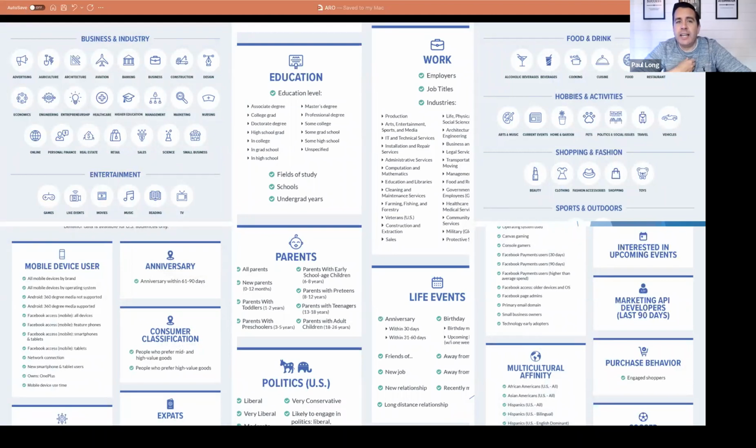It knows the business and industry you're in, so that's some of the data points, the entertainment, what you like, mobile devices you're on. Facebook knows what mobile device you're using, when your anniversary is, what education level you're at, if you're a parent, how old your children are. It knows where you work, your job position. It knows what you like with regards to food, shopping. It knows events that are coming up that you like. It knows your purchase behavior. So Facebook has got lots of data points.